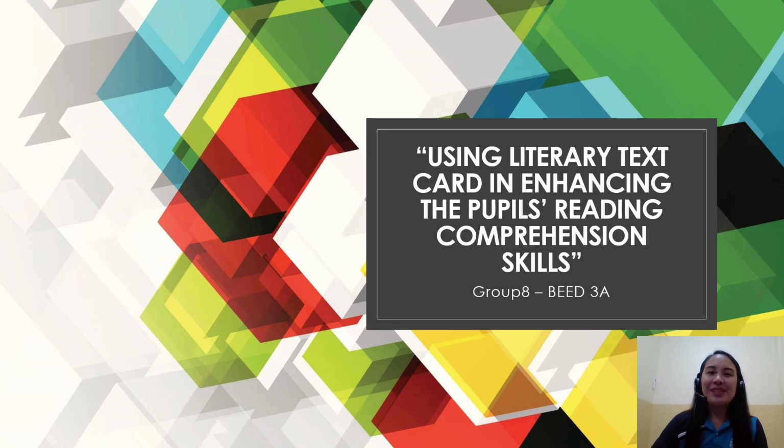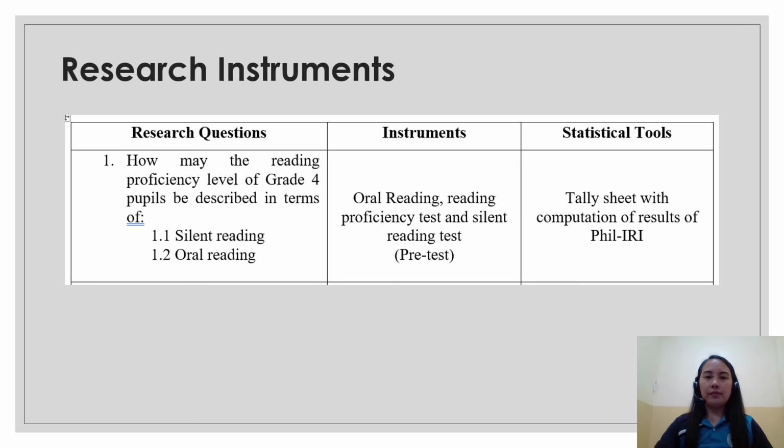Thank you, Miss Cruz. And now let me present to you the instruments that we will use in this study. For the instrument of research question number 1, we propose to administer a pre-test to the pupils, which consists of oral reading test, reading proficiency test, and silent reading test. We intend to use this to measure the comprehension level of the grade 4 pupils.